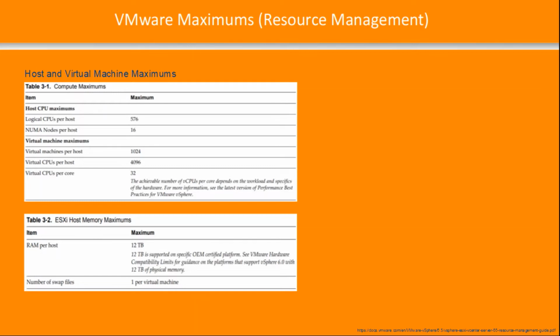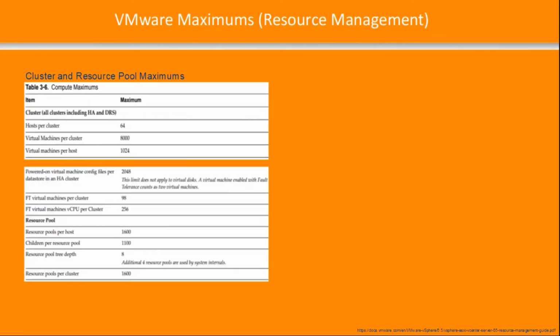The ESXi host memory maximums: RAM per host supported is now 12 terabytes, and number of swap files stays at 1 per virtual machine. In terms of cluster and resource pool maximums, hosts per cluster supported is 64. Virtual machines per cluster is 8,000. Virtual machines per host is 1024.